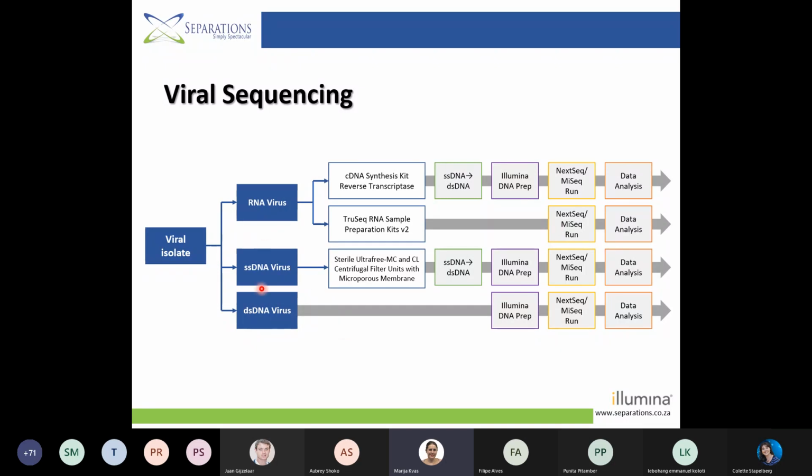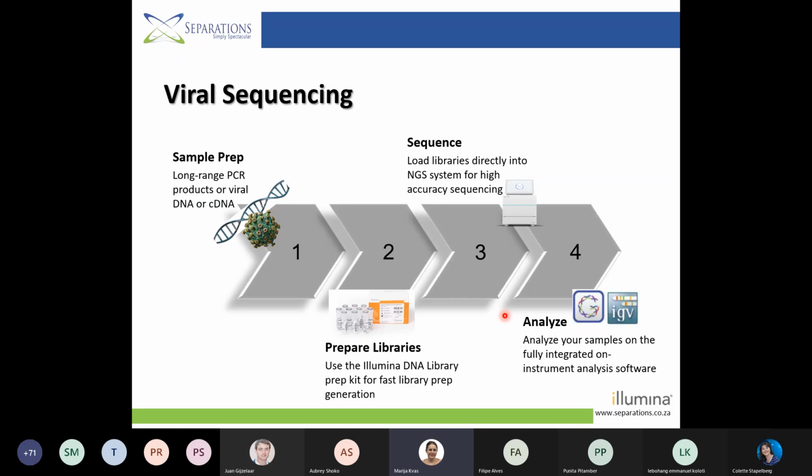Or if we are working with DNA viruses, either single-stranded or double-stranded, again, we can employ Illumina DNA prep. So in essence, what I'm trying to say is that if we're working with a viral sample, either DNA or RNA, we must convert it to cDNA first, or we can amplify that virus out, either with very short overlapping fragments or with a long-range PCR where we amplify the whole region at once. We prepare a library and sequence it, right?